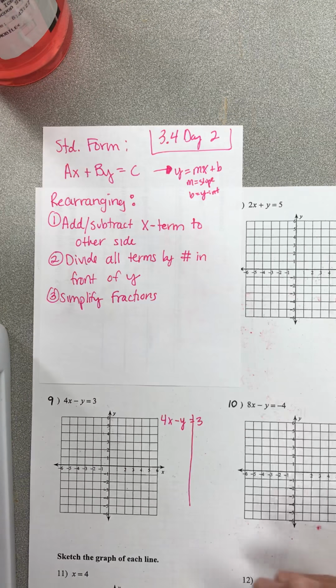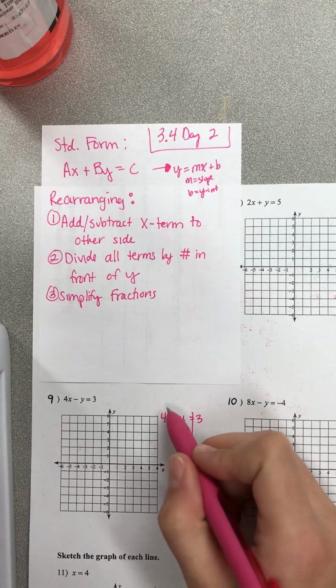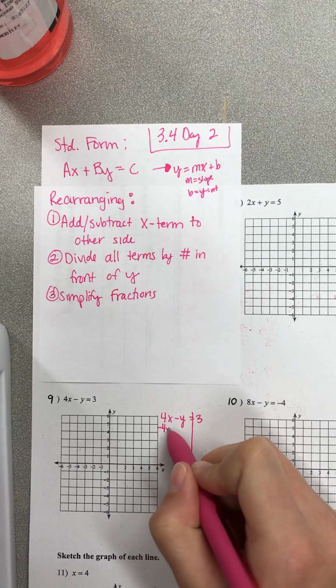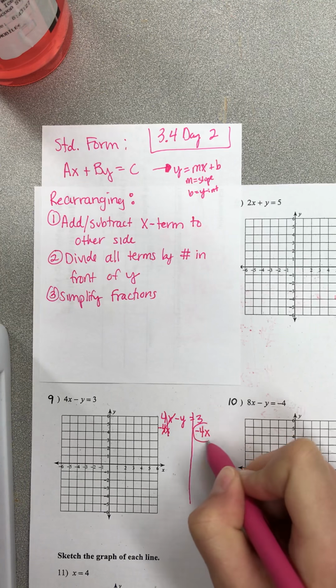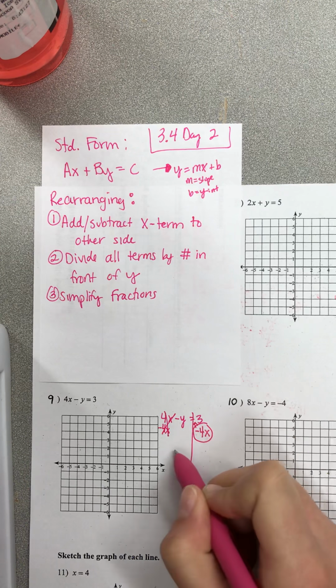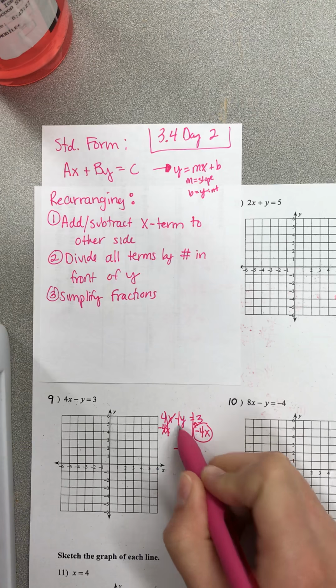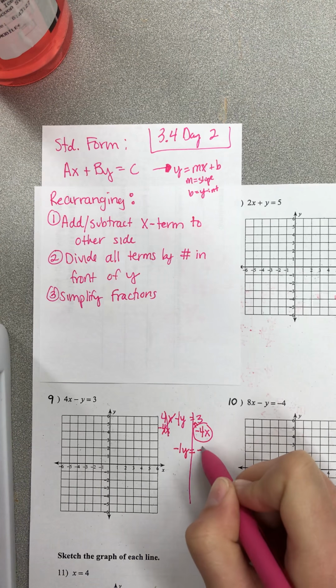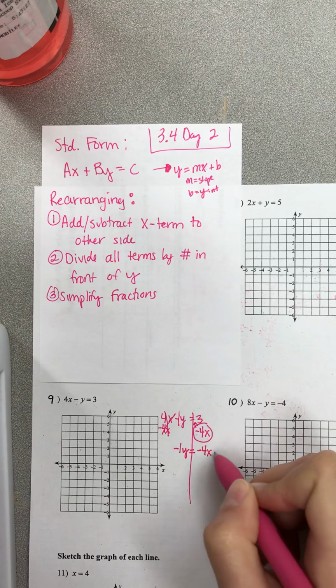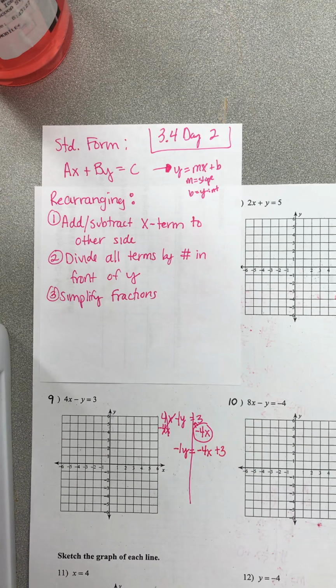In problem number 9, I'm going to add or subtract my x term. Since it's positive, I'm subtracting it. So I'm subtracting 4x on both sides. Okay. Negative, and I'm going to insert a 1 there. Negative 1y equals. The negative 4x comes first, and that's a positive 3, so I put a plus 3 on the back.